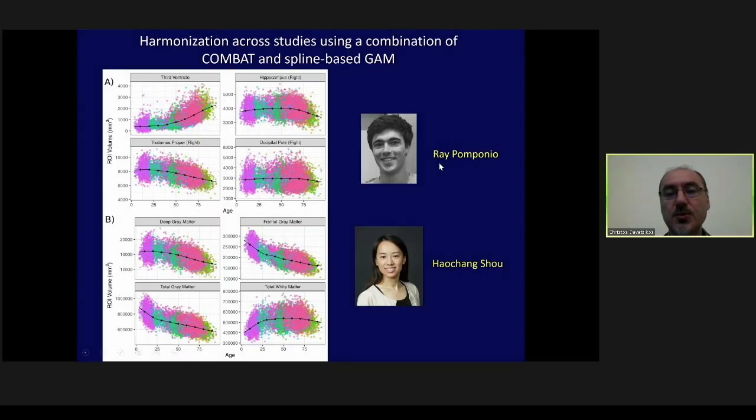This is Ray Pomponia, who was the first author from my lab, and Hao-Chang Xu, who is a major collaborator from biostatistics. We used the combination of ComBat and a spline-based generalized additive model to capture nonlinear effects of aging. ComBat is a method that has been used in computational genomics quite a bit to harmonize data from different batches. And to our pleasant surprise, we saw that we can actually put together data from all these disparate 15 or 16 different studies.